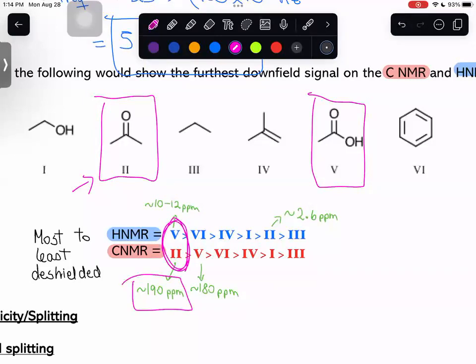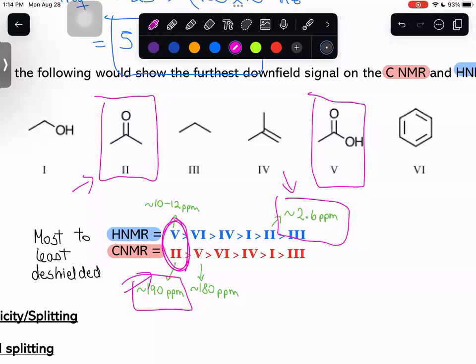Now, if we look at the approximate chemical shift for HNMR, same molecule, it's going to be around 2.6. So we can see that this one is really shielded. It has a lower number. Now, this one is going to be different. It's going to be more shielded. Keep in mind, in HNMR we're only looking at hydrogens, just hydrogens. CNMR, we're only looking at carbons.